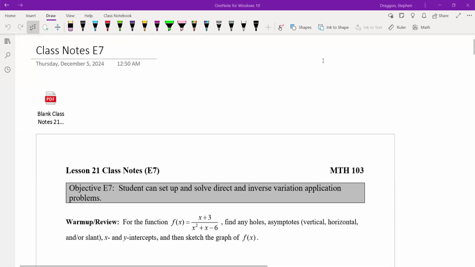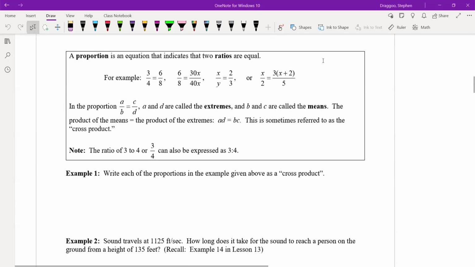And for my last trick in Unit E, let's take a look at Objective E7, which will be looking at proportions, and more specifically, direct versus indirect variation. So proportions are going to be two ratios that are equal.